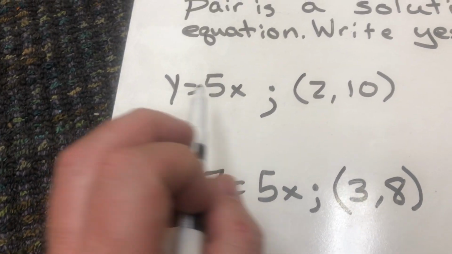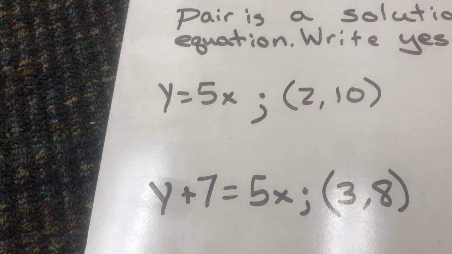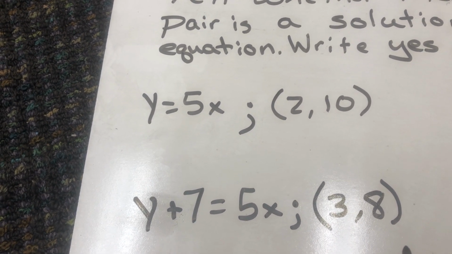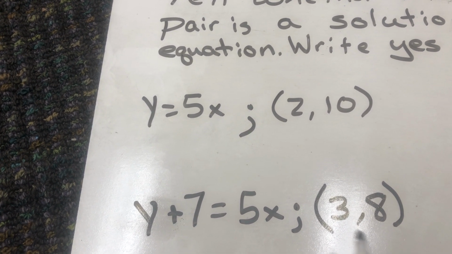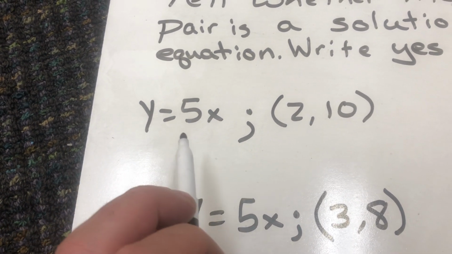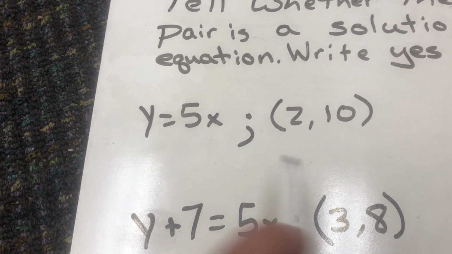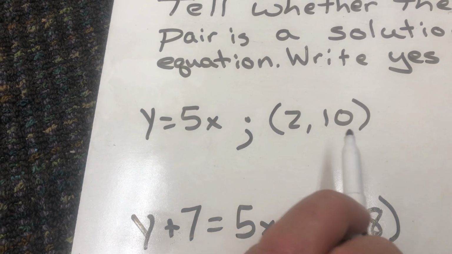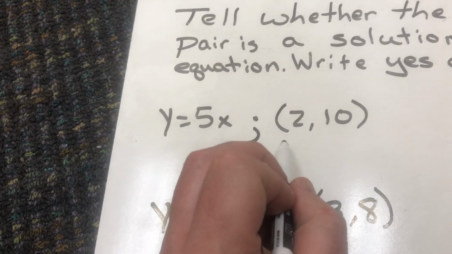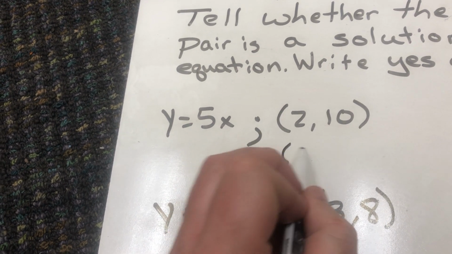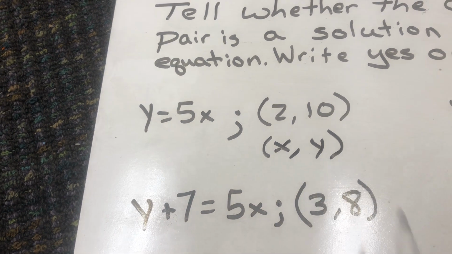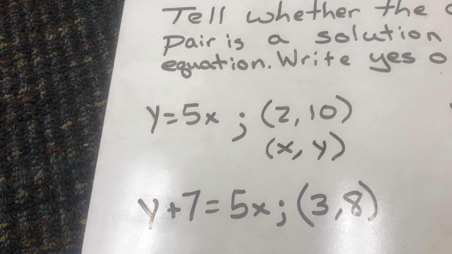They're going to be giving you these equations, y equals 5x. What are you going to do with this? Well, they give you an ordered pair of 2, 10. Now remember, ordered pairs are always written as x, y. This is the x coordinate, this is the y coordinate.